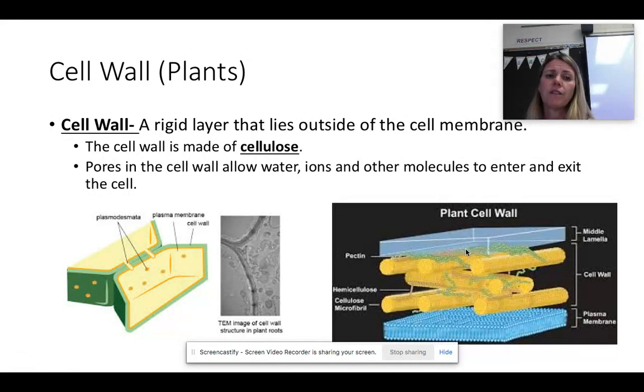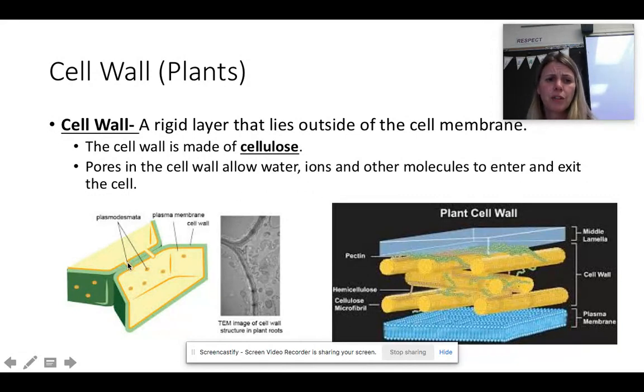And that's because they have a cell wall. The cell wall is all for structure, and it's made up of a fiber called cellulose. And that fiber, you can see, is almost like a lattice work, and it provides stability for the plant so it's able to go ahead and stand upright.